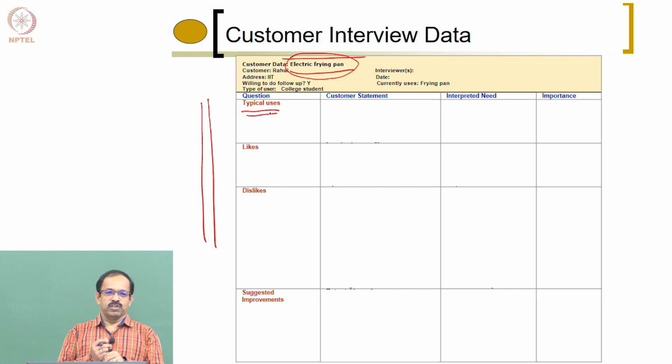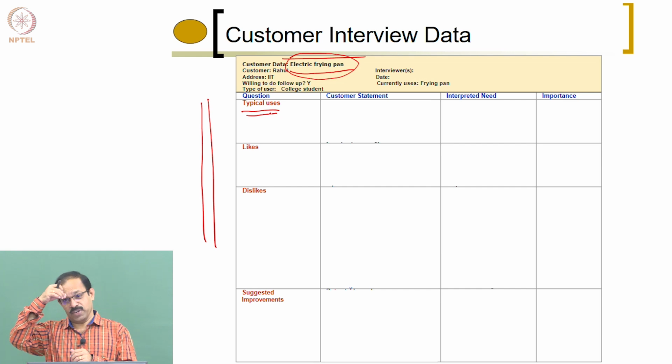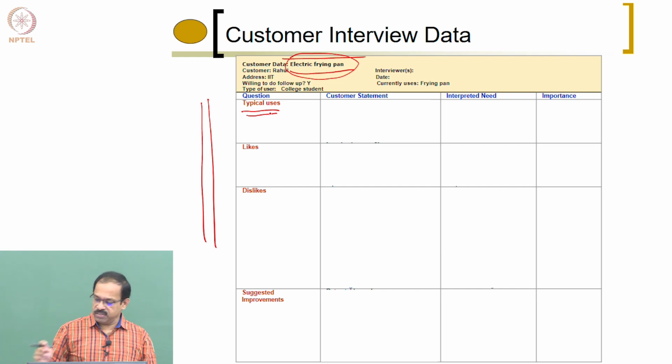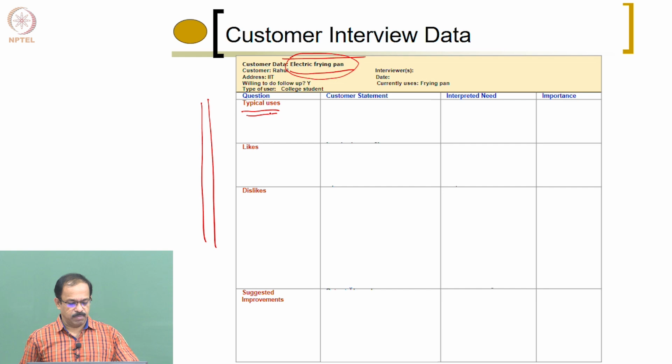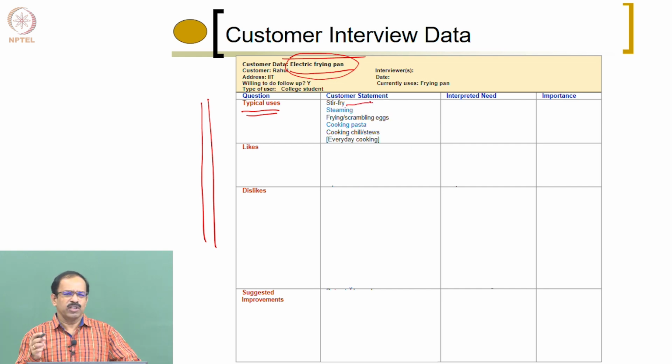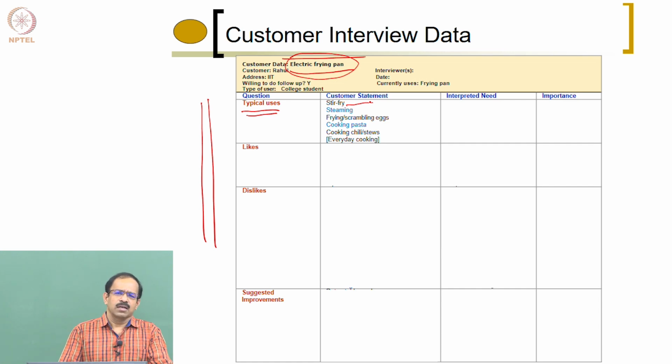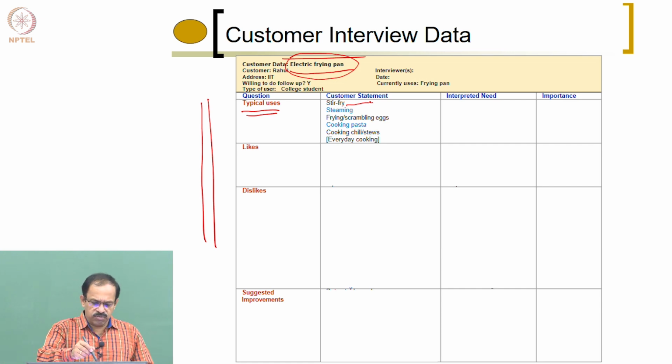And if you want to use it for beating somebody, the requirement will be different. So the typical applications you will be able to get from the customer. So the customer will say, I'll be using it for stir fry. I mean, I want to fry something. And I'll be using it for steaming. I'll be using it for scrambled eggs or frying eggs or making an omelette, and cooking pasta or cooking chili, stews. Okay, something everyday cooking. So a lot of other things you will be able to see.